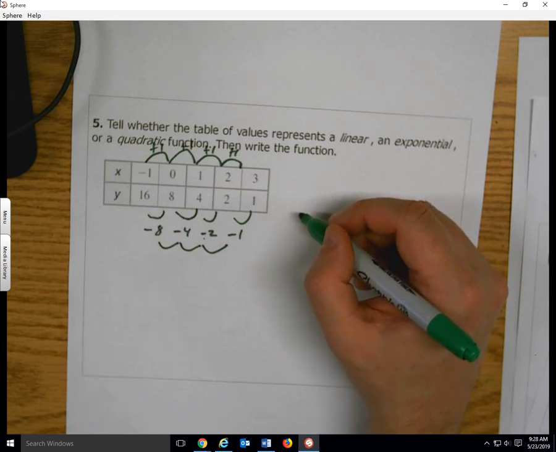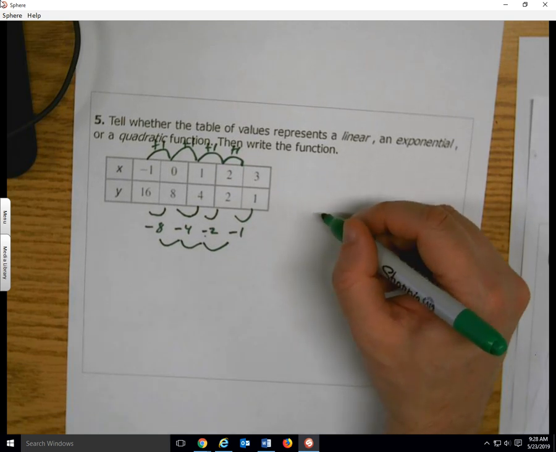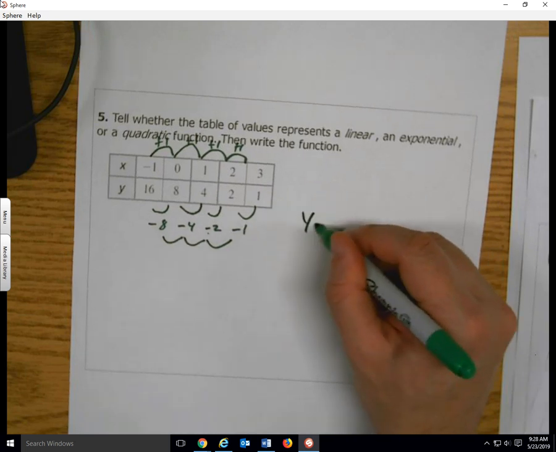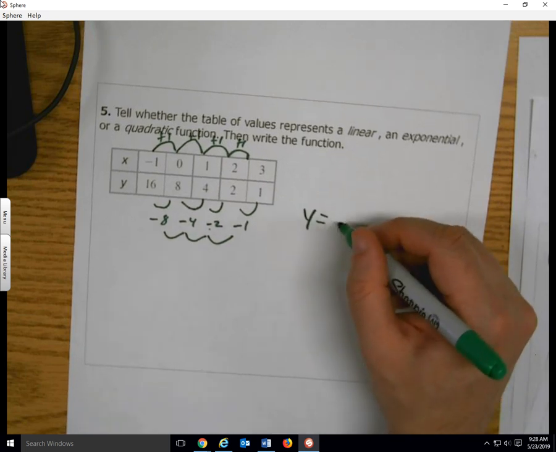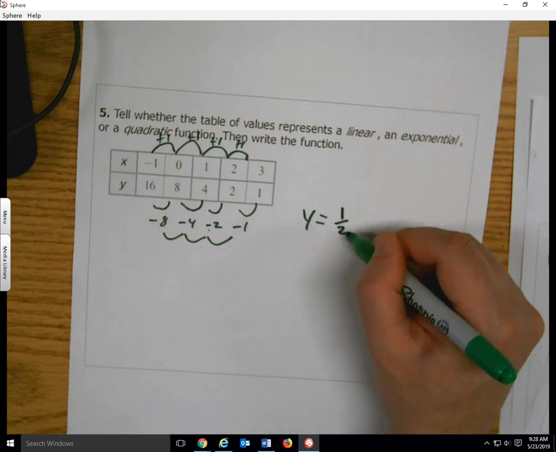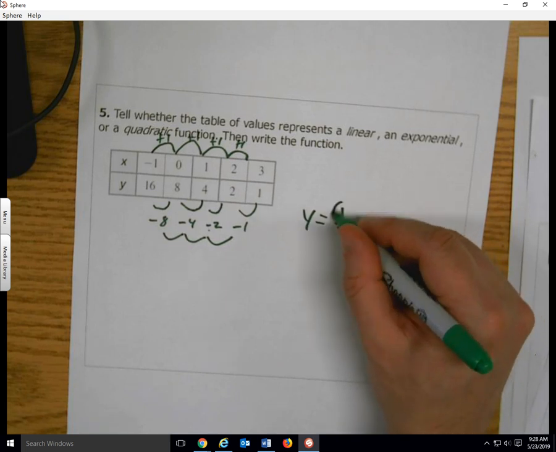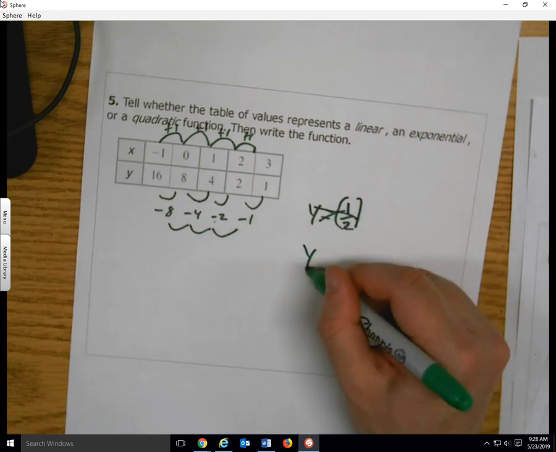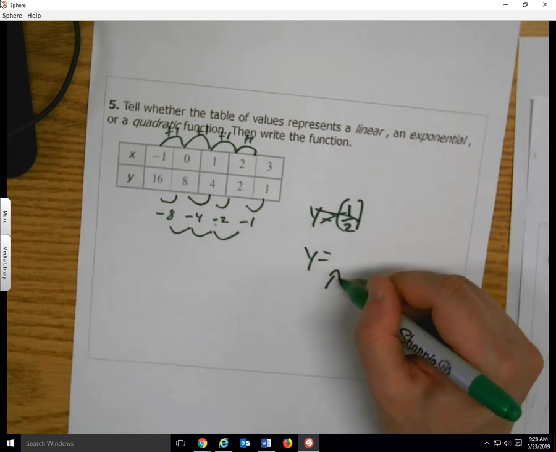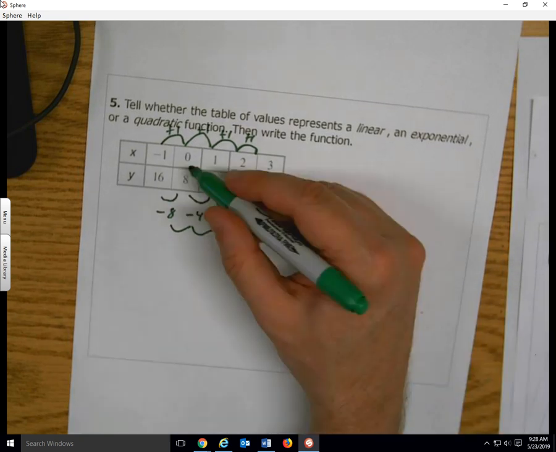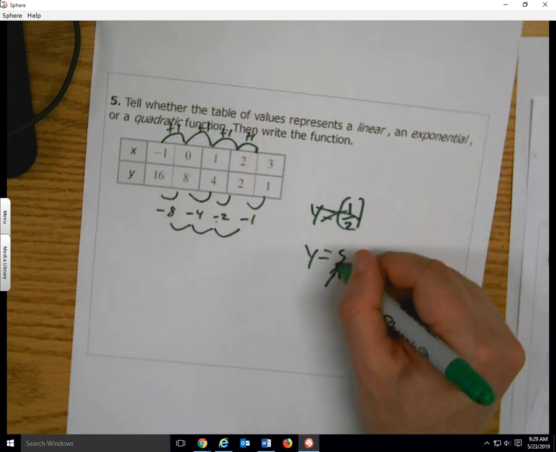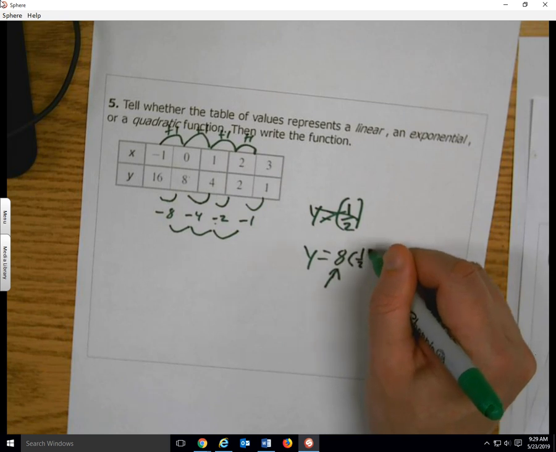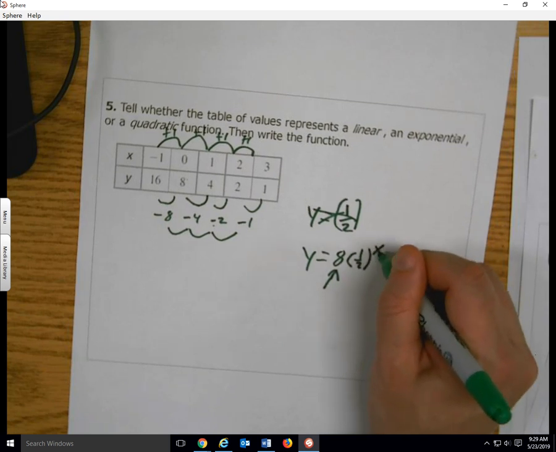And because we know it's an exponential function, we know it's going to have an exponent in it, right? So y would equal, and we are multiplying by a half each time, so a half. What would be our initial number that we started with though? Well, if x is 0, y would be 8. We saw that we were multiplying by half each time, and then to a power. Okay.